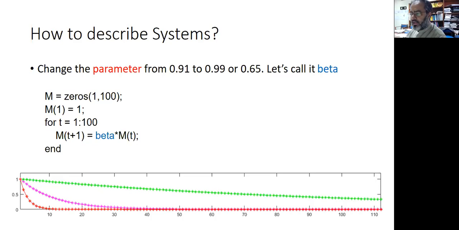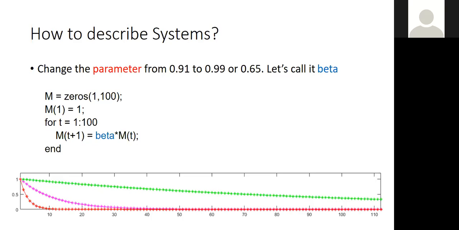Now, can anyone tell me which one is which? Which one is the green one and which one is the red one? Meaning that you have now three options. 0.91 is the pink one. If I pick 0.99 or 0.65, it's one of the two. It's either green or red. So which one is it? Can anyone tell? The green one is 0.99.